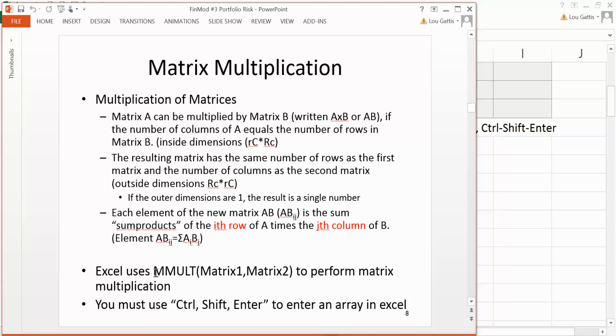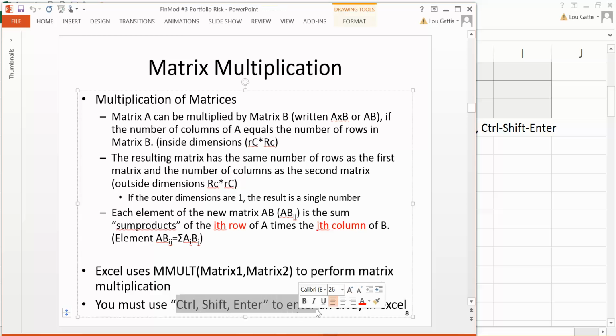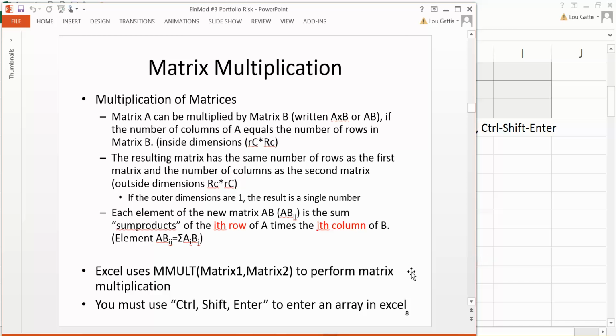In Excel, we use the MMULT function, where you say equals MMULT, put in a matrix, comma, another matrix, or again in Excel we call them arrays. And then when you enter the formula across a new matrix or array, you press Control-Shift-Enter to enter the function. So let's do an example.